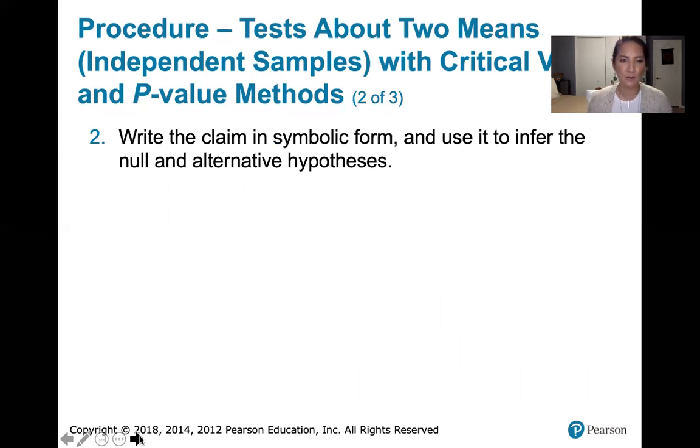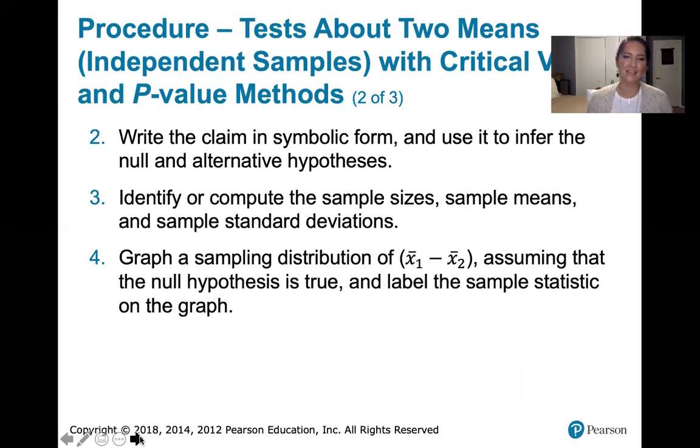Okay, so once our requirements are met, then we need to write the claim in symbolic form and use it to infer the null and alternative hypotheses. That hasn't changed. It doesn't matter whether you're working with two means or one mean or two proportions or one proportion, you're always going to state the null and alternative hypotheses. And then you're going to use the information from the problem statement to identify or compute sample sizes, sample means, and sample standard deviations.